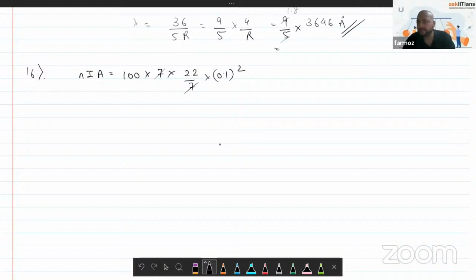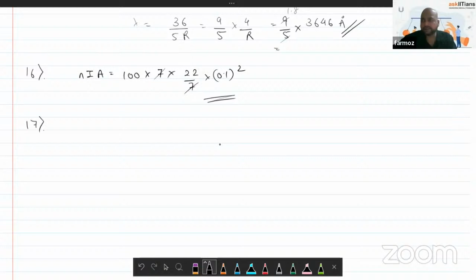100 coils of radius 10 centimeter. So pi r square, I can go with this. The magnitude of the magnetic field at the center of the coil. Do I need to calculate? No, NIA, yes, correct. So I can calculate from this formula. That's it.